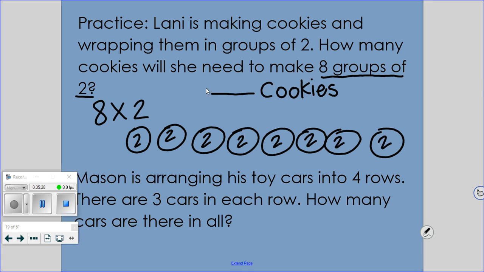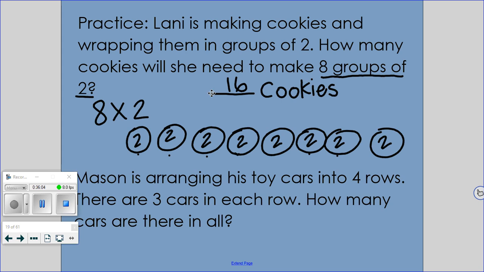From looking at this, I know I'm a pretty good skip counter. So I'm not even going to write another equation. I'm just going to skip count. Ready? Skip count with me. 2, 4, 6, 8, 10, 12, 14, 16. How many cookies does Lainey need to make those 8 groups of 2? Lily Marie? 16. So up in our box or blank, we're going to put 16 cookies.